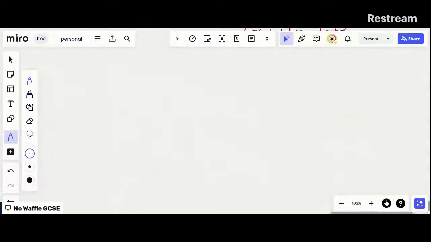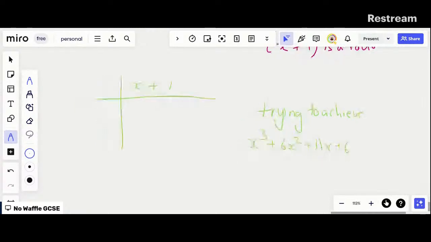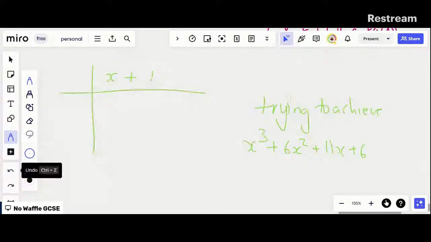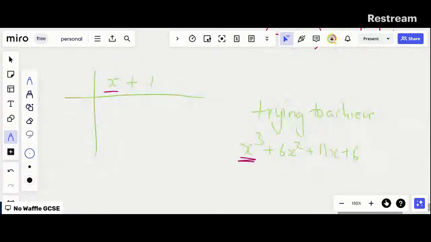So we're going to do our table method for division to try and get that. So what you do is you draw out your table, draw out 2 lines just like that, and then you write at the top the expression that we have already. So we've got x plus 1. Okay, and we are trying to achieve our cubic, and our cubic, as we said, is x cubed plus 6x squared plus 11x plus 6. So that's what we're trying to get. So we're effectively saying, what can we multiply this value by to get this value? So we start off by saying, okay, we've got x and we want x cubed. So what do you have to multiply to get x cubed?